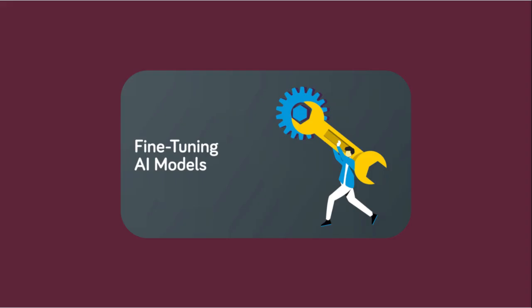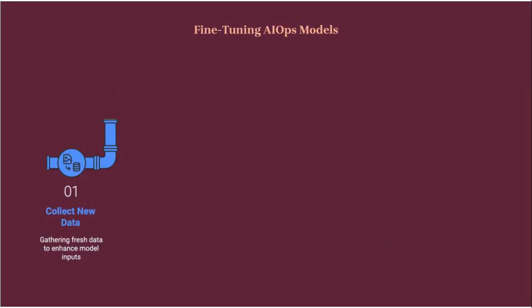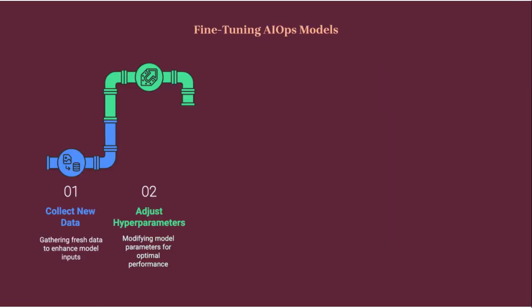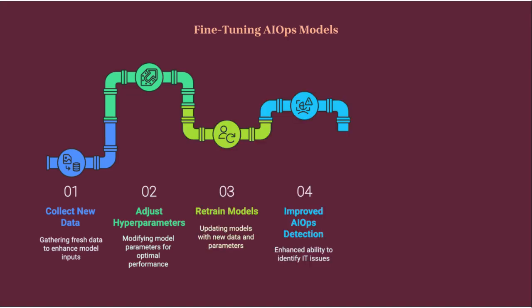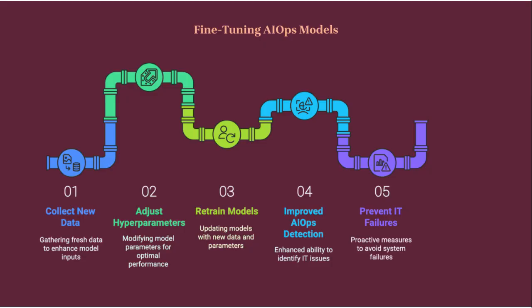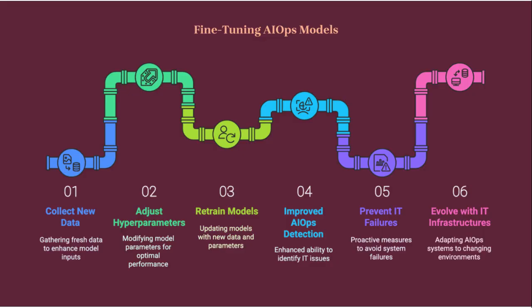Machine learning is not a one-time setup. It requires continuous fine-tuning to stay effective. By collecting new data, adjusting hyperparameters, and retraining models, AIOps improves its ability to detect and prevent IT failures. Fine-tuning ensures that AIOps systems evolve alongside IT infrastructures, keeping them resilient and adaptive.